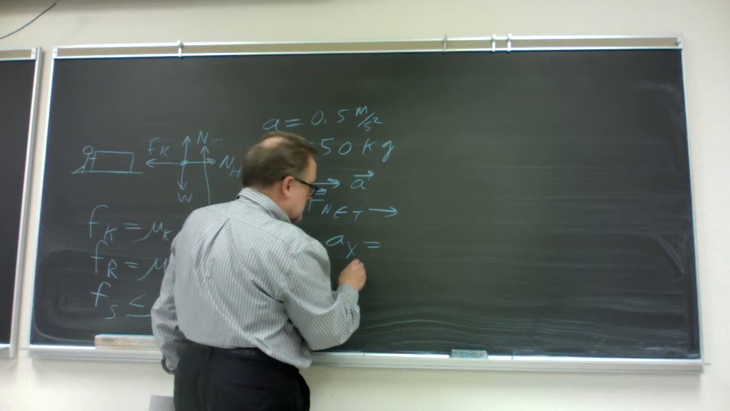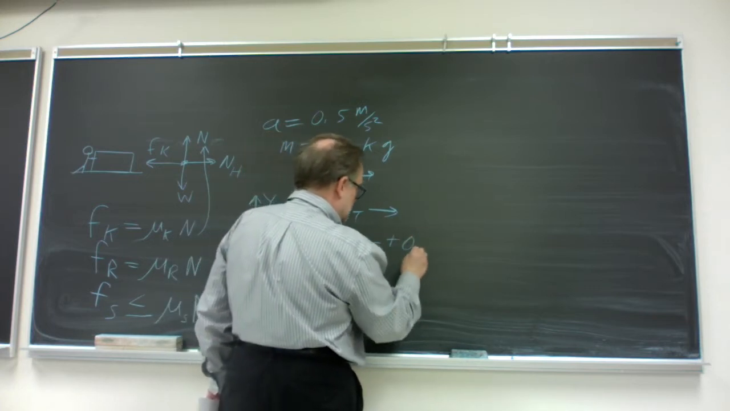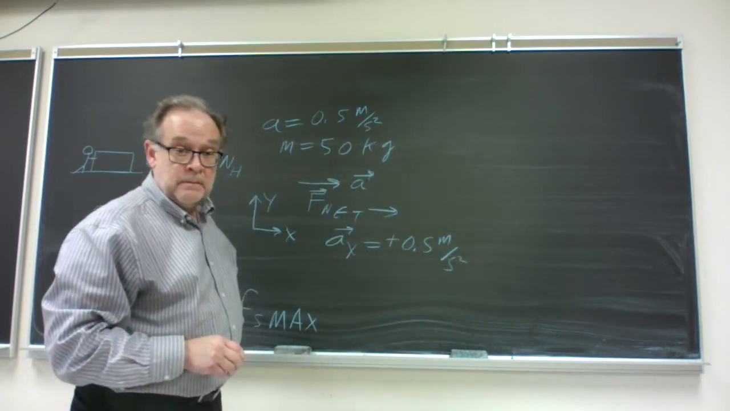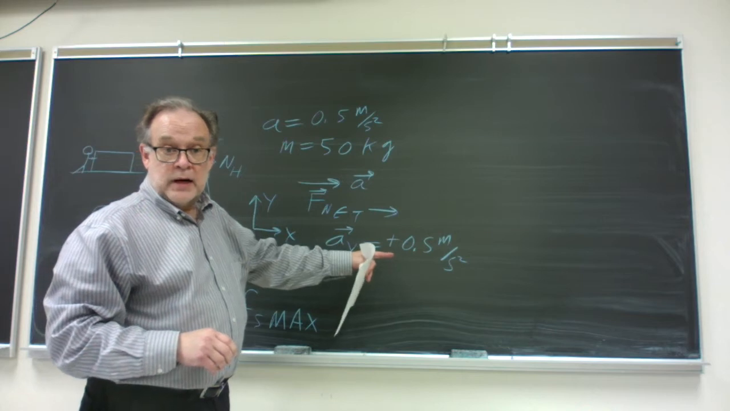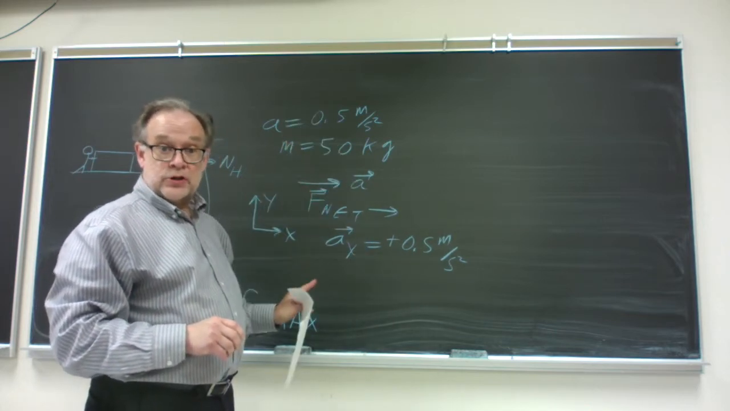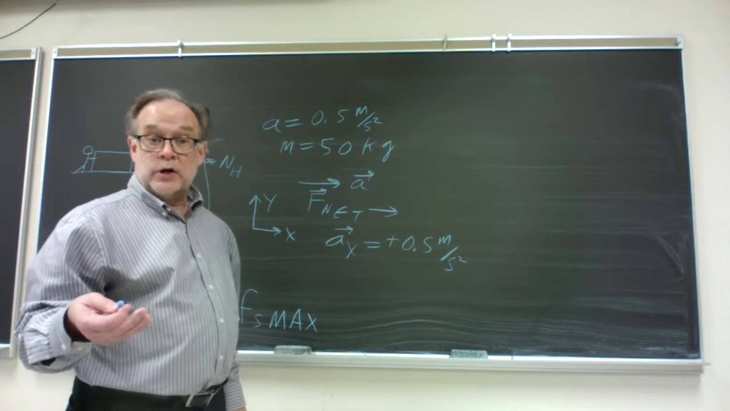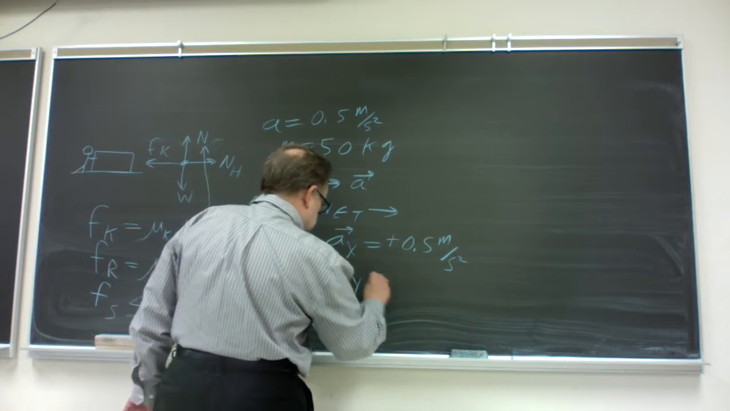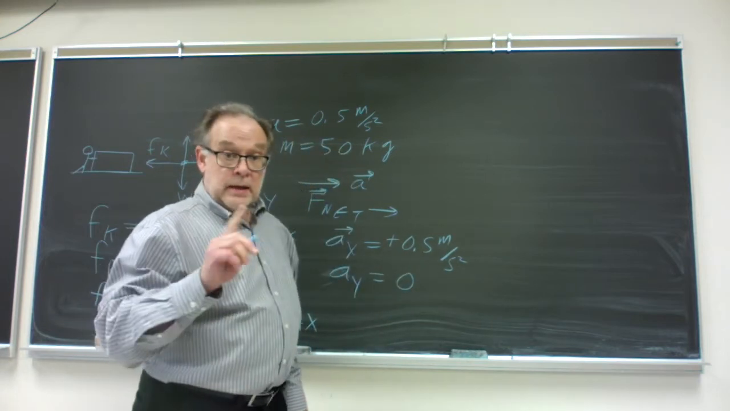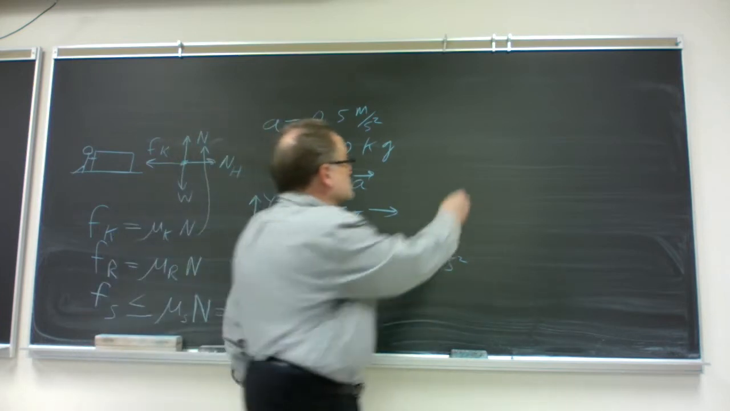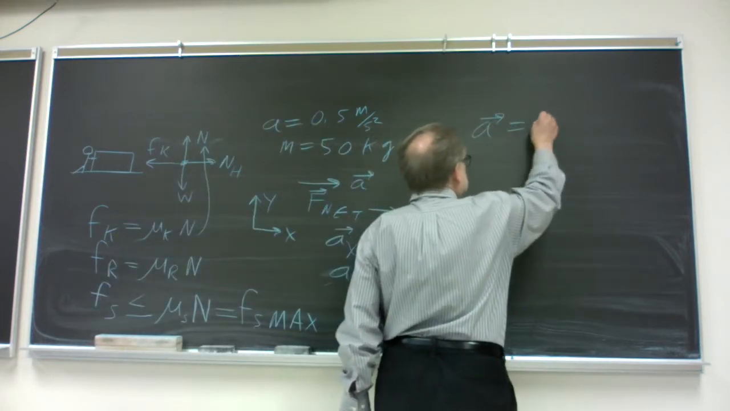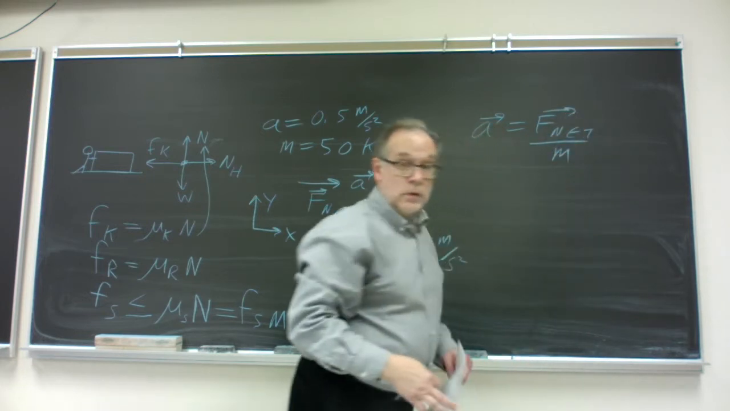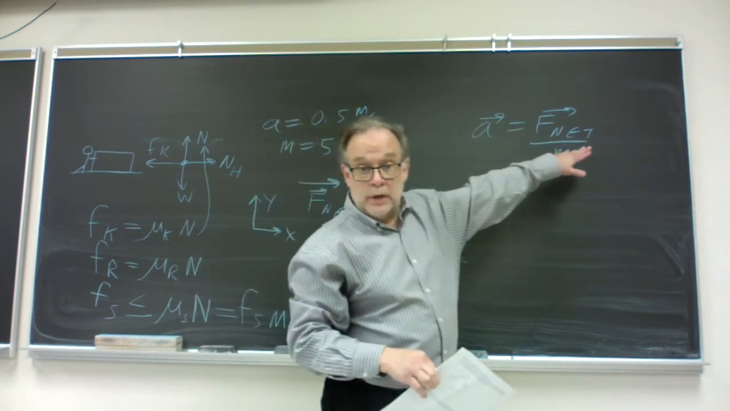So x component of acceleration is just plus 0.5 meters per second squared. Since that's the only acceleration we've got, we have no acceleration in the vertical direction, so the y component of acceleration is just plain 0. Now, remember Newton's second law. One vector equal to another vector.